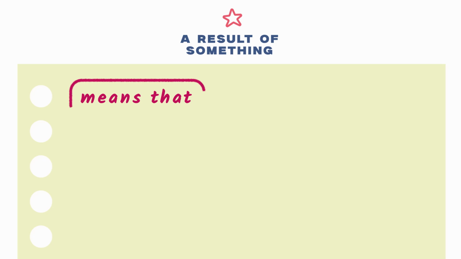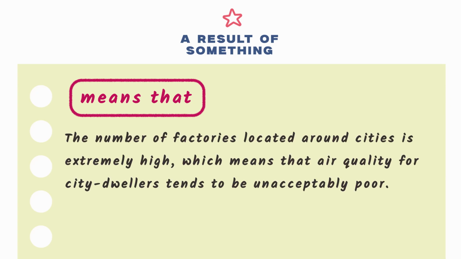Our next linking phrase to talk about a result is "means that." For example, the number of factories located around cities is extremely high, comma, which means that, the sentence after that is going to talk about the result of the previous sentence, which means that air quality for city dwellers tends to be unacceptably poor.